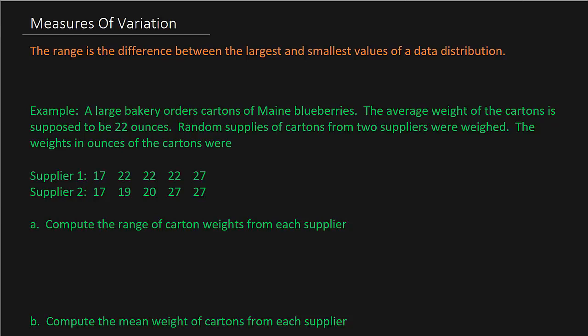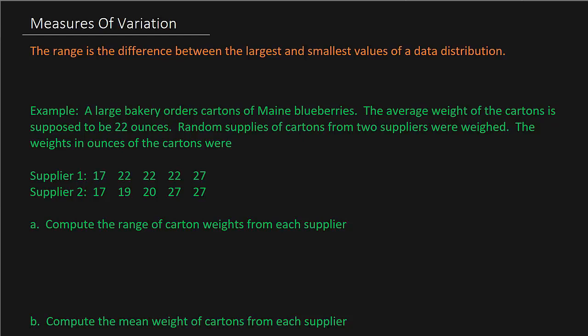All right, everybody, what is going on? Got another statistics video for you. This one's on measures of variation. We're going to talk about standard deviation and variance and range, and we're going to look at Chebyshev's theorem. All right, so let's go ahead and get started.